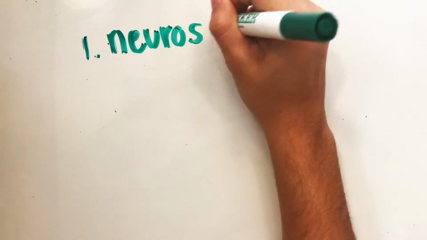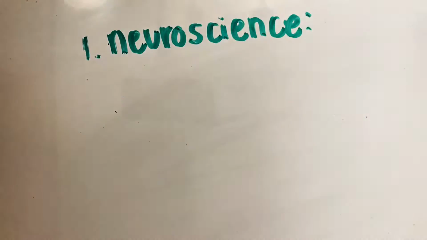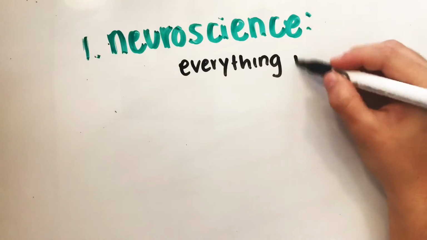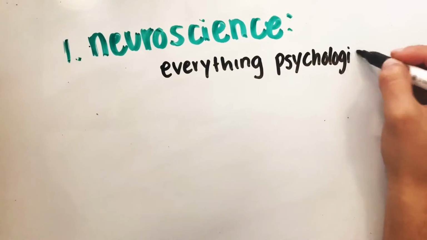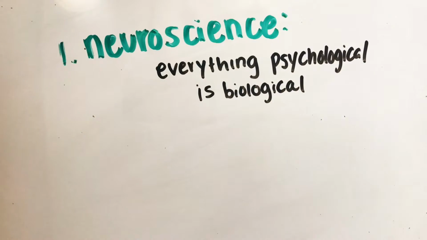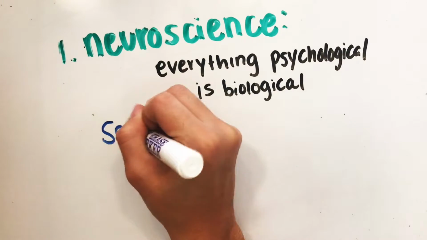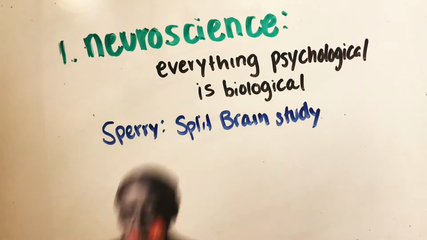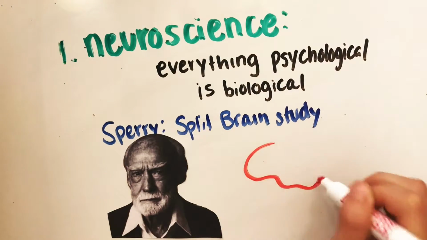Going further into detail about the perspectives, the first perspective we have is neuroscience. This perspective says that everything psychological is biological. This has a lot to do with the linguist Sperry. Sperry was a linguist that studied split brain.